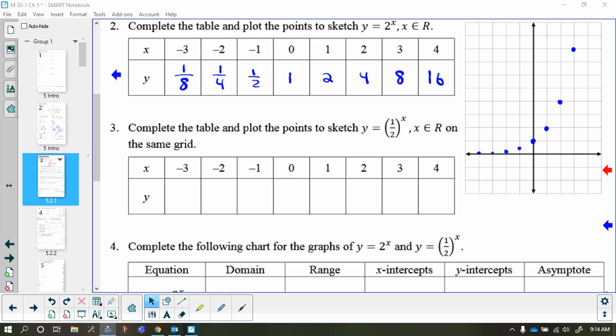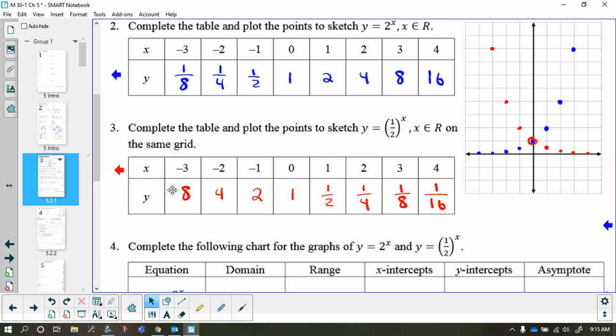So for number 2, there's how I got my table filled in. And you can see the points on the right that form this pattern that curves up as we go to the right. That's representing these points. I'd get a similar set of values in my table and a curve that goes in the opposite direction in question number 3.